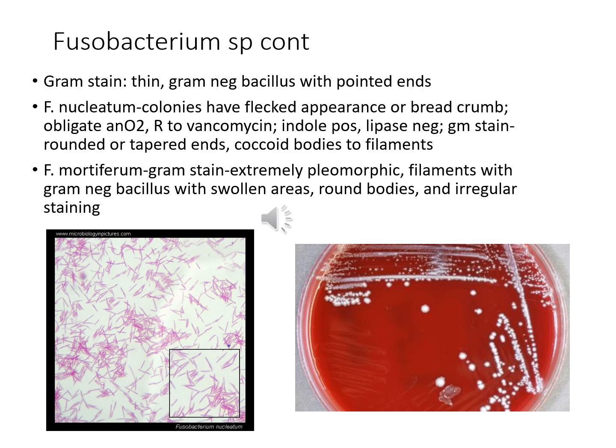So Fusobacterium on a gram stain will give us a thin gram-negative rod with some pointed ends. Fusobacterium nucleatum colonies have a flecked appearance or breadcrumb appearance. It is an obligate anaerobe. It's resistant to vancomycin. It is indole positive, lipase negative. Again, the gram stain will be a rounded or tapered end with coccoid bodies to filaments. Fusobacterium mortiferum on gram stain will be extremely pleomorphic, filaments with gram-negative bacilli with some swollen areas or round bodies and irregular looking stain.